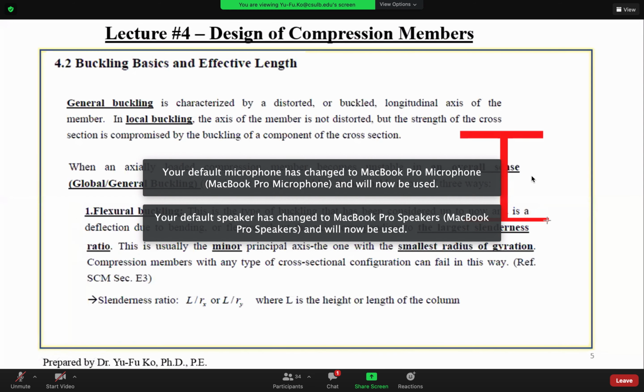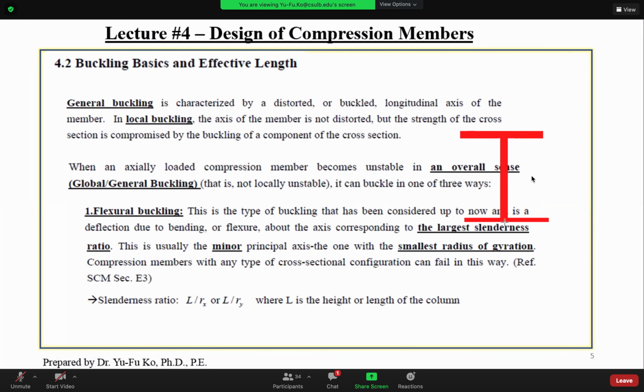Or W shape. W shape of the column, for example. And this is what we call the strong axis, and this is what we call the weak axis. So typically we call this X, and then we call this Y.